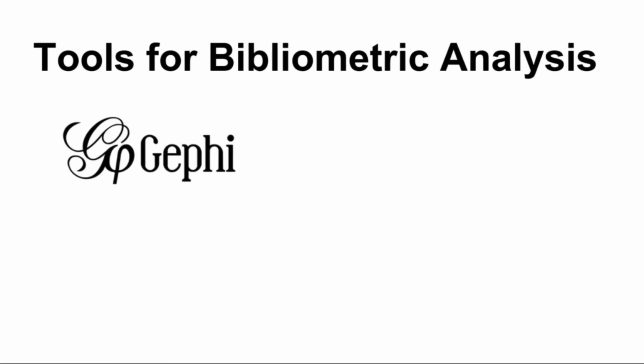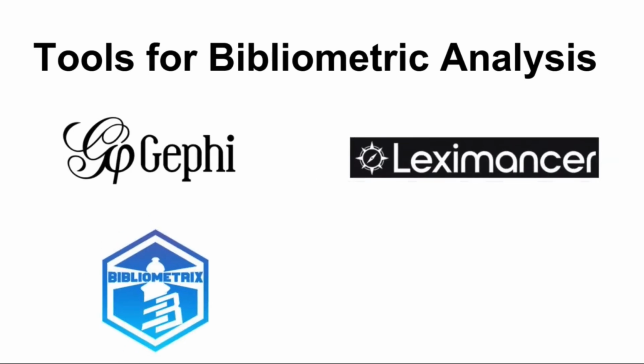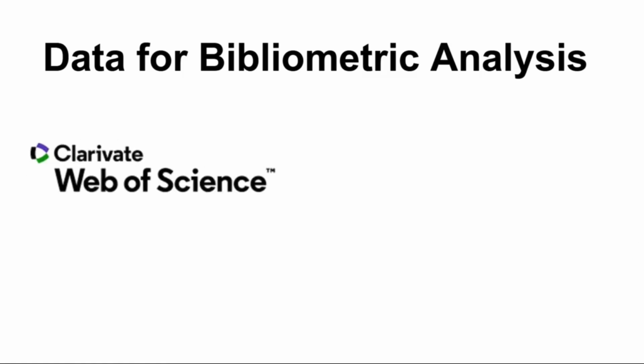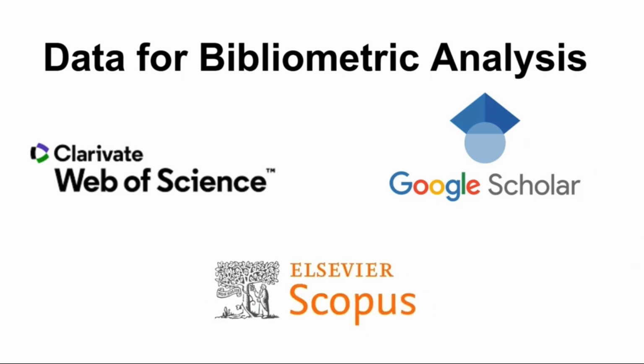For the tools for bibliometric analysis, we have several tools, but for this video I will be explaining VOSviewer. Then the third step is data for bibliometric analysis, which can be extracted from the Web of Science, from Google Scholar, or from Scopus. And for this video we will be using Scopus.